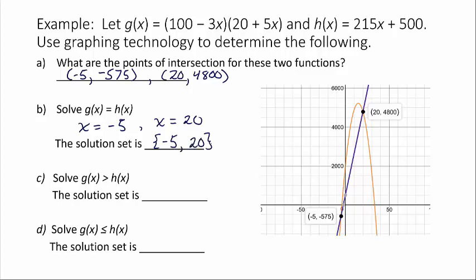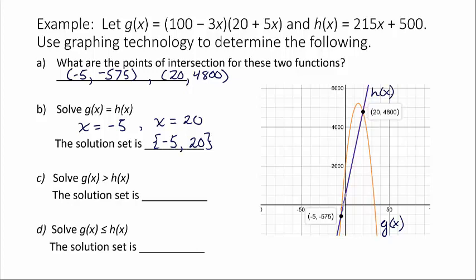So essentially, the solution of one function equal to another is equivalent to the x values of the intersection points, okay? All right, now solve g of x greater than h of x. First of all, we should make sure that we define these things, right? So g of x is the orange graph there, the parabola, right? And h of x is the line, right?